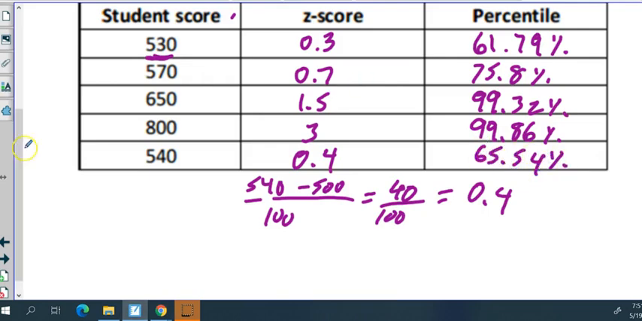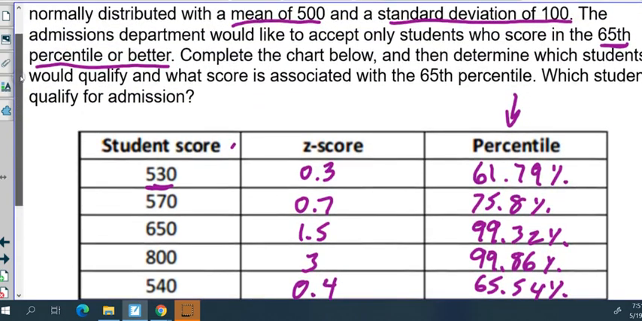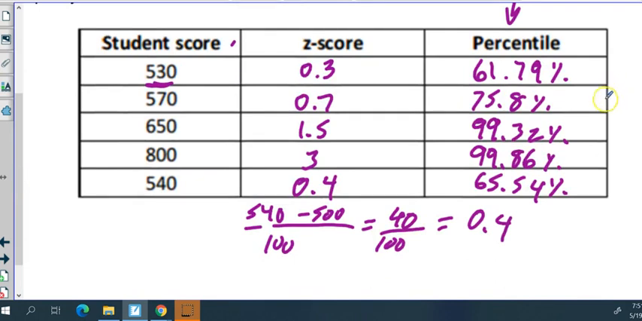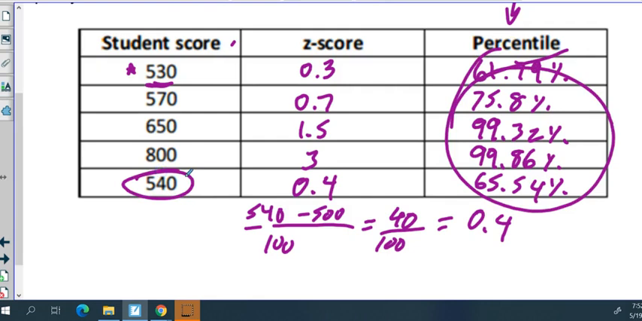So back to our questions up above. We're asked for which students are going to qualify and what score is associated with the 65th percentile. So obviously these guys who scored a 530, unfortunately they do not qualify. They had to be 65th percentile or better. So actually everybody down here will qualify. So it looks like a score of 540 will be right there in that range.